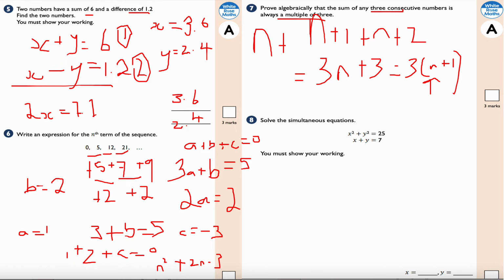This is question number 8, guys. Solve the simultaneous equations. x squared plus y squared is equal to 25 and x plus y is equal to 7. So I'm just going to label it as 1 and 2 first. I'm going to rearrange the second equation to make y the subject and then substitute that into my first equation. So minus x on both sides. Okay, and I'm now going to sub this in for y, form a quadratic for x and then solve that quadratic.